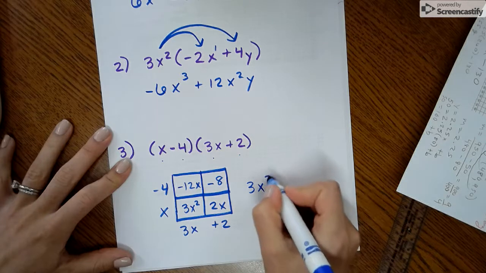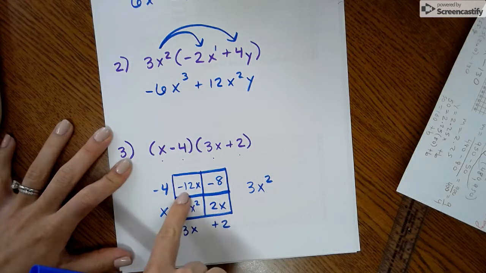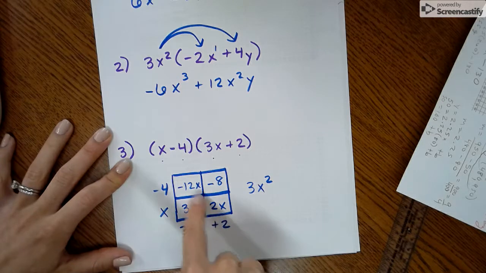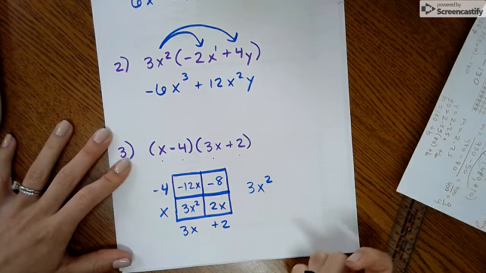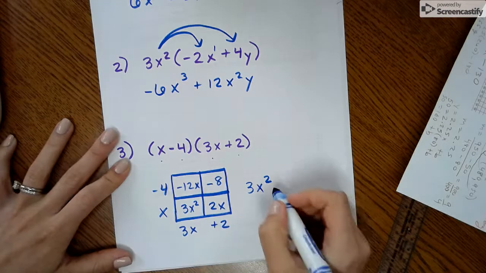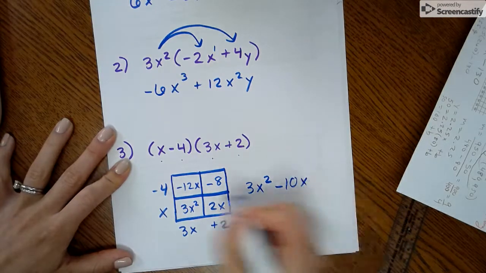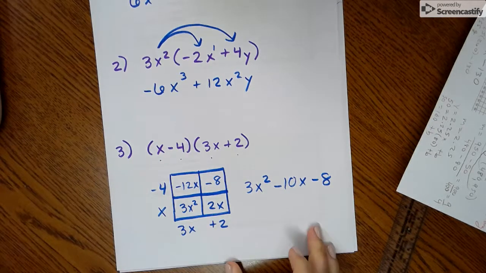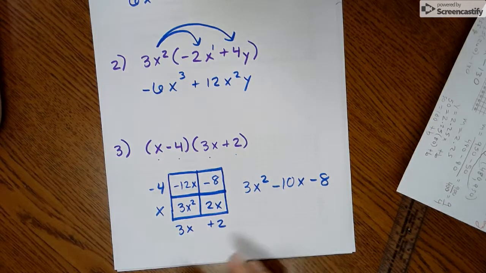So I'm going to write 3x squared, and then negative 12x and 2x, those are like terms because they each have an x, so we can combine those. So negative 12 plus 2 would be negative 10x. And then minus 8.